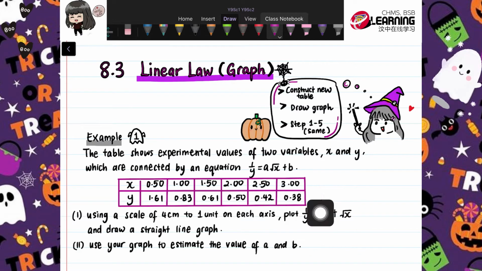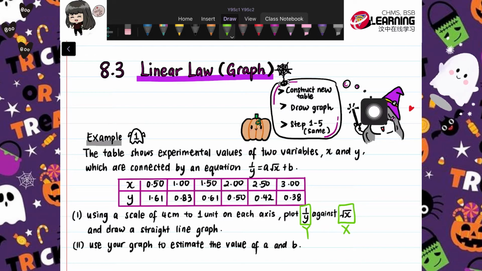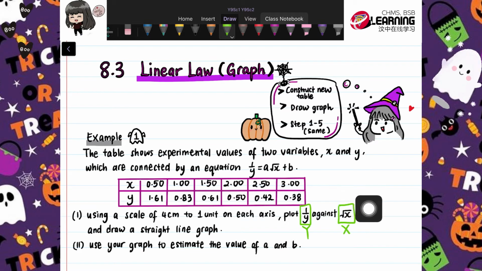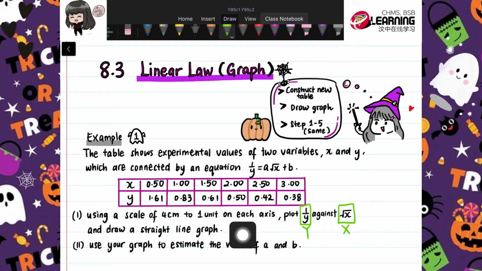Okay, when they say plot this one against this one, it means that this is your big Y, and this is your big X. Meaning to say that this is on your y-axis, this is on your x-axis. So you're going to draw a straight line. Alright, look at this note over here.